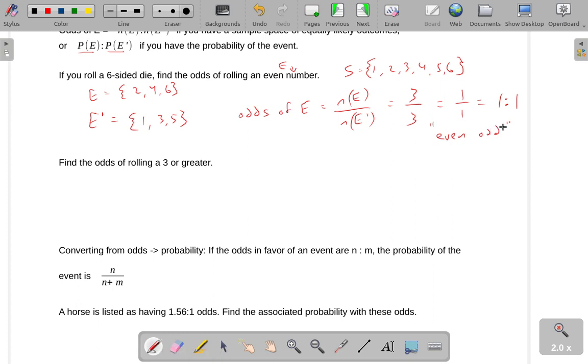If we figured out the probability, of course the probability of rolling an even number is 50%. That's the probability. But the odds are 1-to-1.